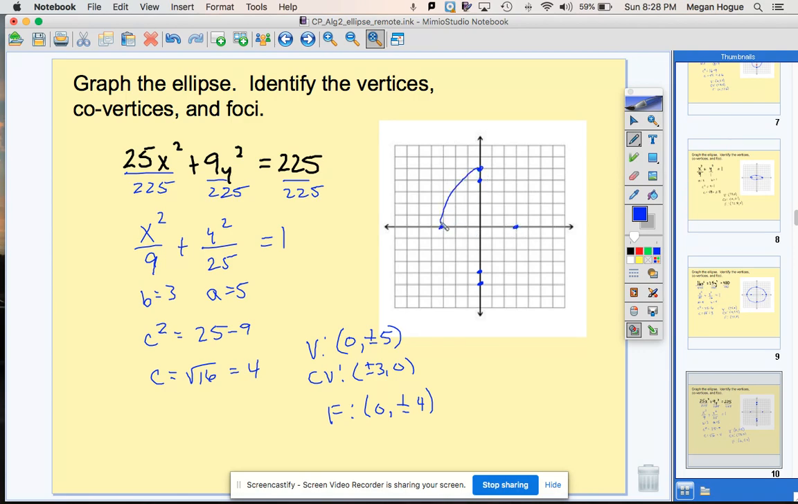Those are the co-vertices. Okay, let's see if I can do any better here on this. Not great. Maybe my best one yet, though. All right, that's the graphing section.